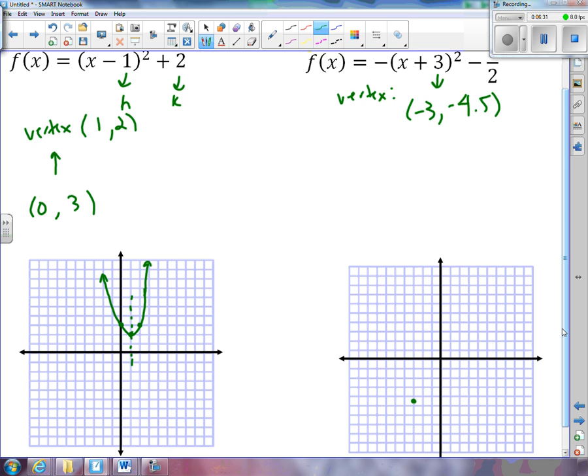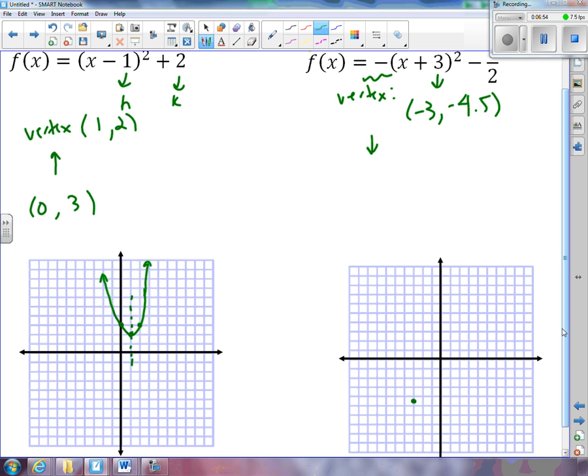So now let's decide on the direction. Because there's a negative here, my direction will be down. My parabola is going to be an upside down U. Then let's talk about the vertical stretch. There's no number here, it's just negative 1, so we'll have the same width that you would expect for a parabola. And then the last thing is to plug in any other point.